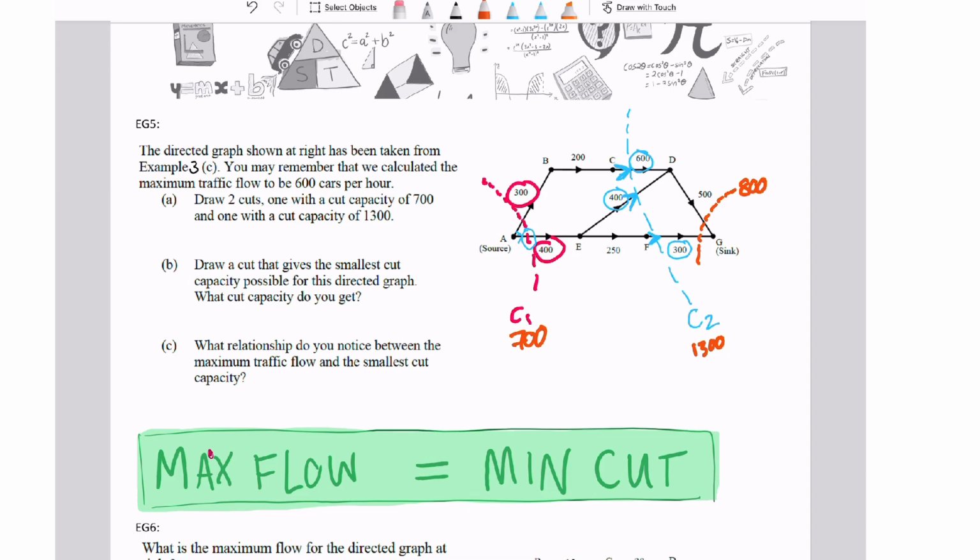So far my smallest is 700. Okay, what about here? If I went through there, yep, arrows are going the right way. The capacity of this cut would be 600. That's smaller. That's good. Is there anything else? I don't believe so. So I'm going to say my cut capacity was 600.